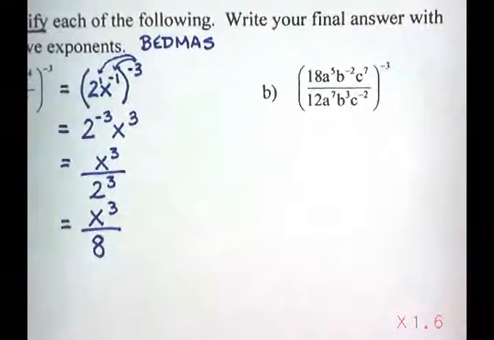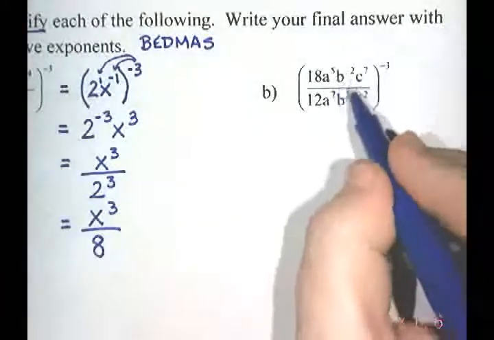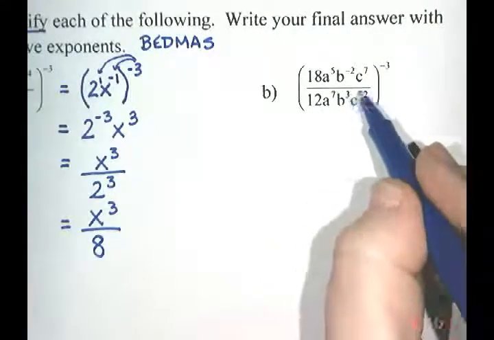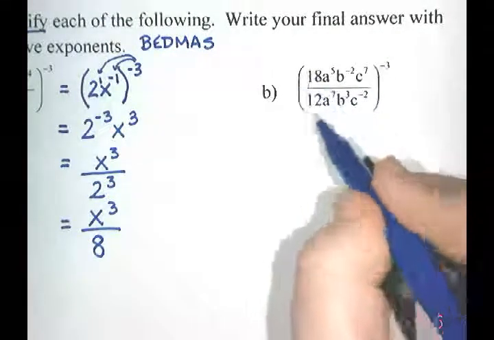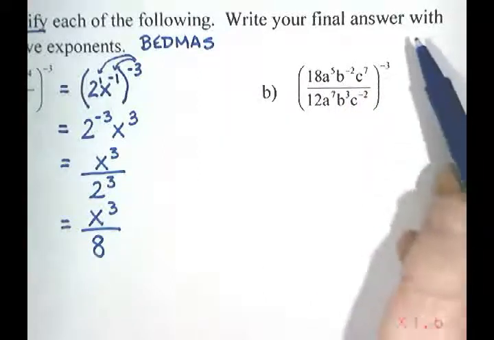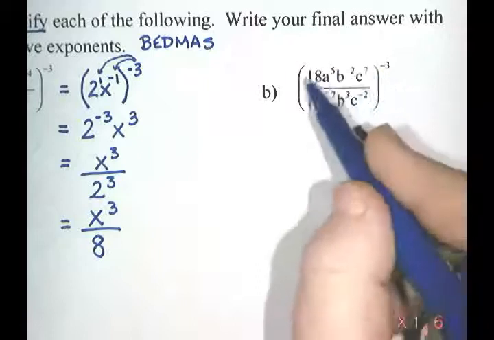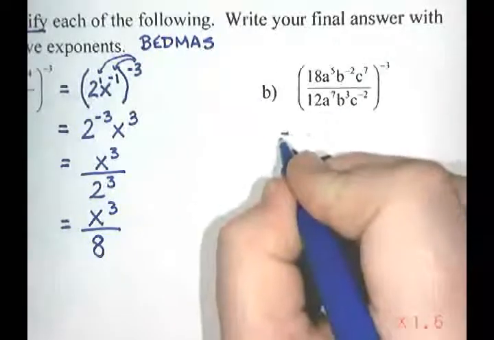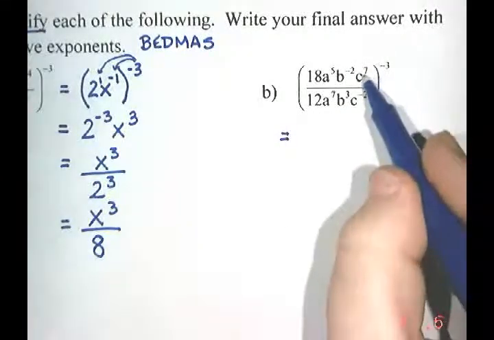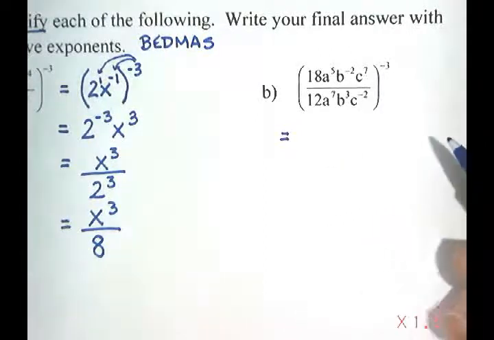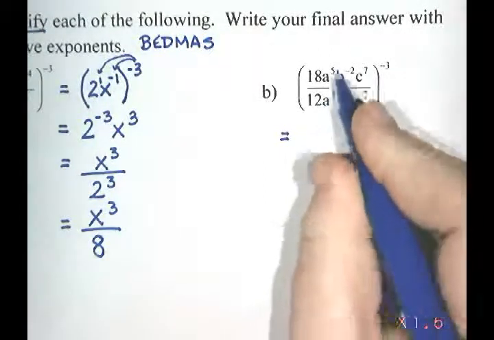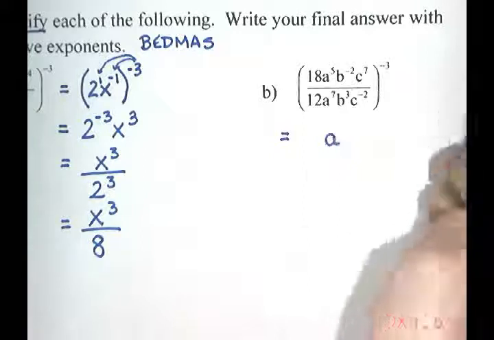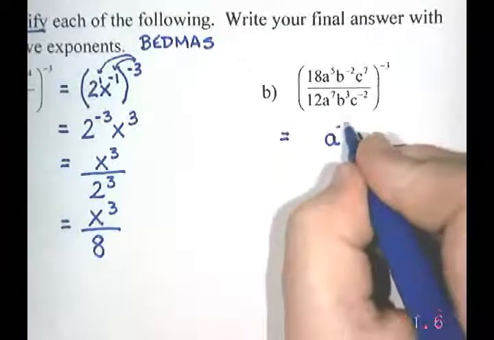Now if I take a look at the next example, I have 18a to the 5, b to the negative 2, c to the 7, divided by 12, a to the 7, b to the 3, c to the negative 2, all in brackets to the power of negative 3. So if I follow my order of operations, I need to start by simplifying what's in the bracket first, and then I'll work on the exponent on the outside second. So when I'm dividing, the rule is if the base is the same, you subtract your exponents. So I'm going to do the exponents first. I have a to the 5 divided by a to the 7. So that's going to give me a to the 5 take away 7, which is negative 2.